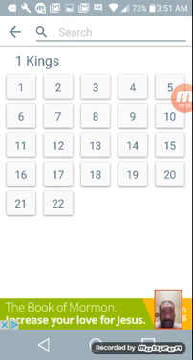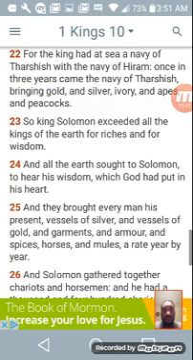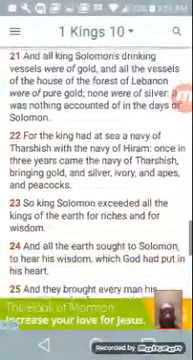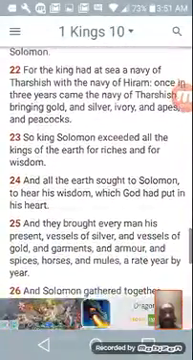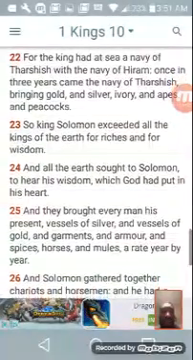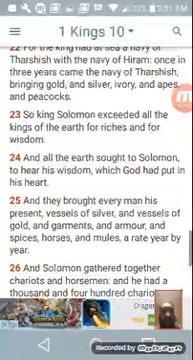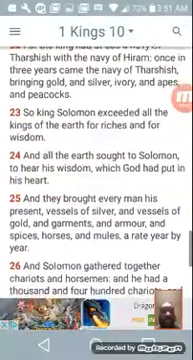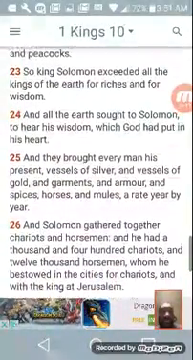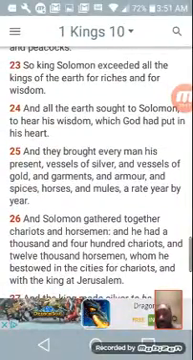First Kings 10:22. We're gonna start with this as an example because it took 3 years to get over here to the Americas. Now this is dealing with King Solomon. For the king had at sea a navy of Tarshish with the navy of Hiram. Once in 3 years came the navy of Tarshish, bringing gold and silver, ivory and apes and peacocks. So King Solomon exceeded all the kings of the earth for riches and for wisdom.